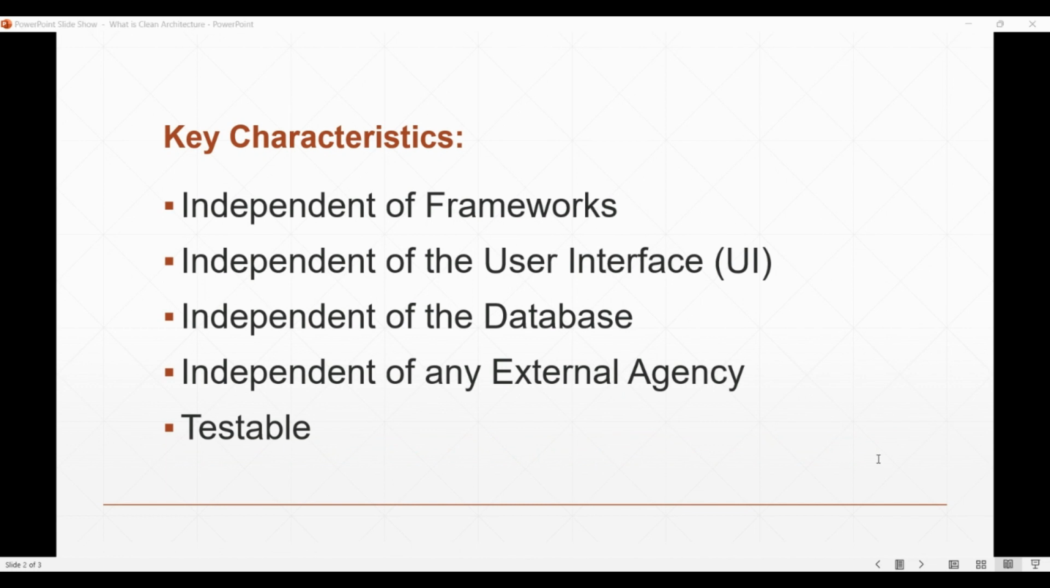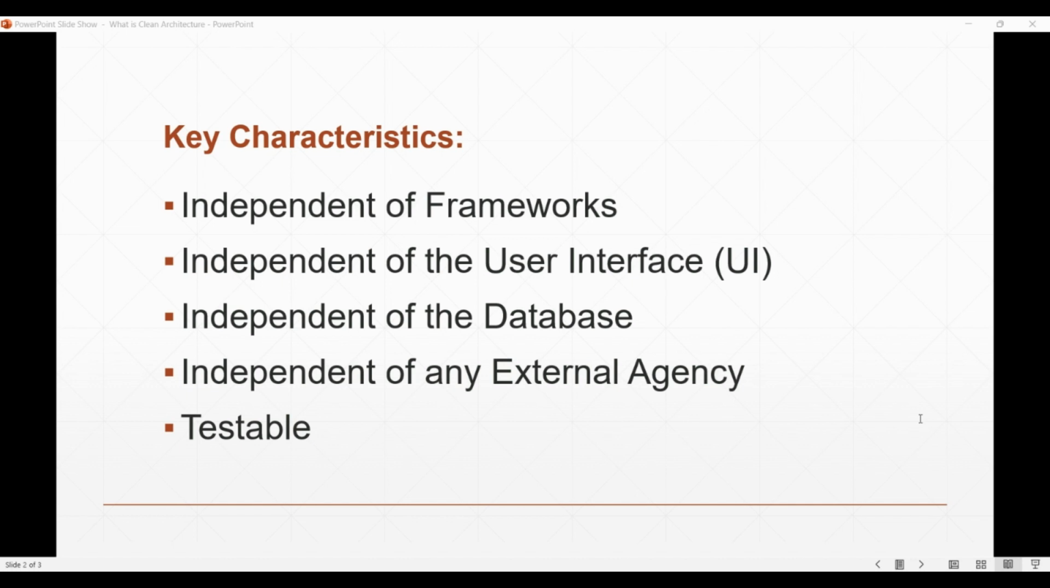Those systems are generally independent of frameworks. That is, the architecture of the system does not depend on the existence of some library of feature-laden software. This allows you to use such frameworks as tools rather than considering them as a constraint.